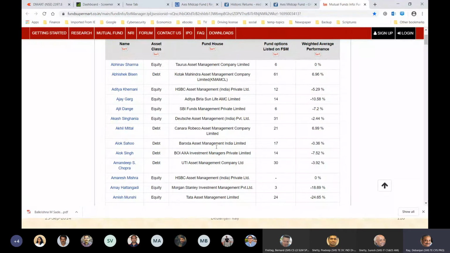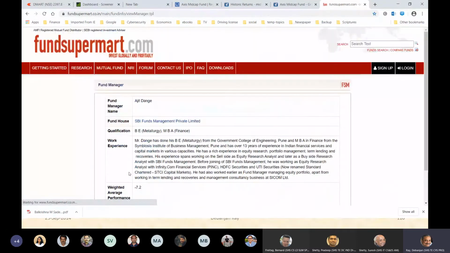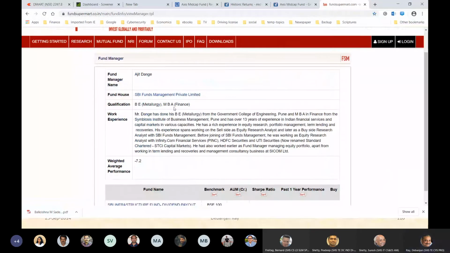If you are investing in some mutual fund, or selecting some mutual fund in order to select some stocks, there are fund managers whom you should know: what is their background, where they have worked, et cetera. So this is a small piece of information for you.